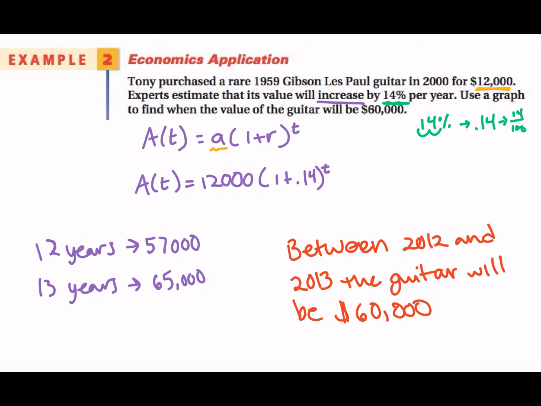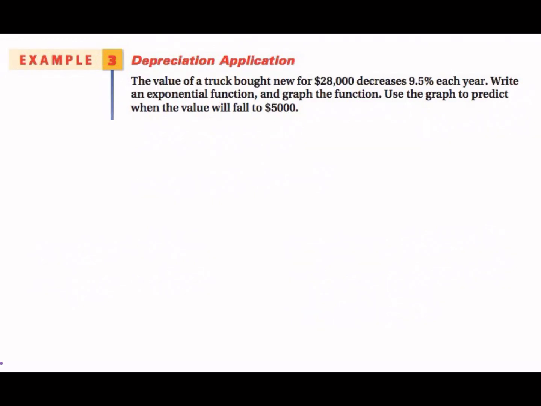All right, let's do another example. Here we have a truck that's bought for $28,000 and now it's decreasing. So decreasing tells us that we are using decay. So we're going to use 1 minus R to the T. We want to write the function and then predict when it will fall below $5,000.